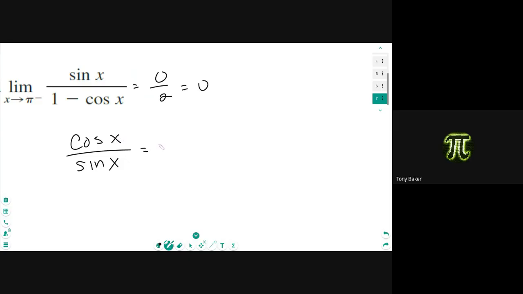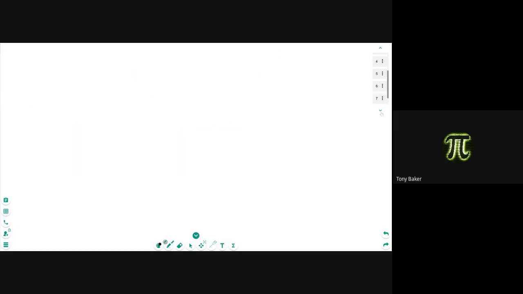So cosine of x, this goes to 1, actually negative 1. And that goes to 0. So that would actually go to negative infinity. They do not come out to be the same. So L'Hopital's rule only works when you have 0 over 0 or infinity over infinity. No other time does it work. Look at that later and wonder why that's wrong.